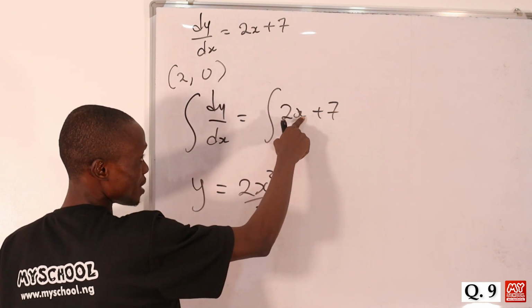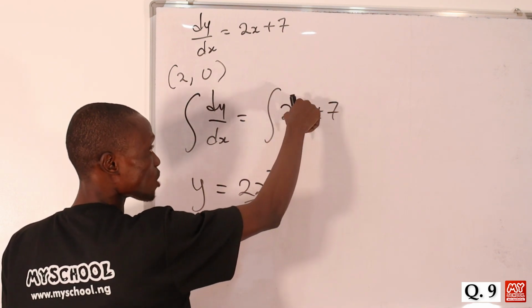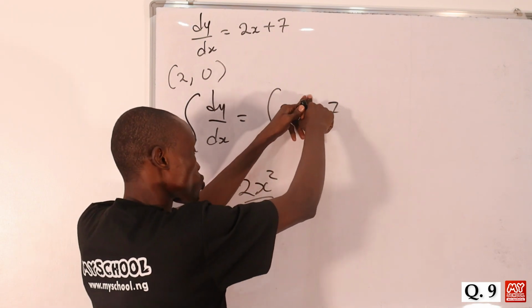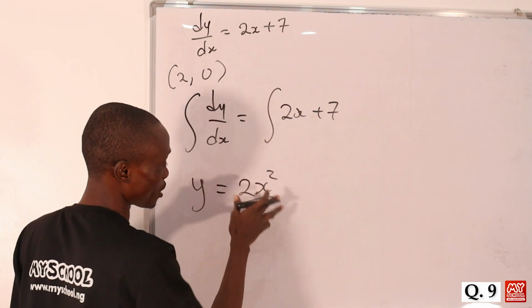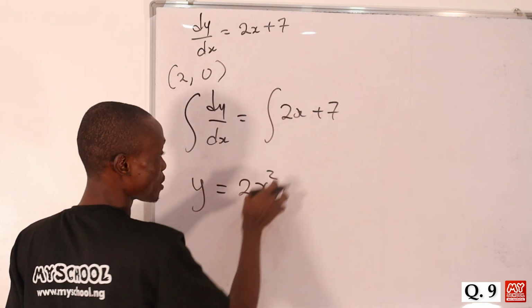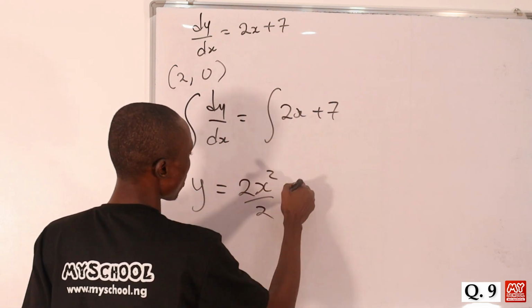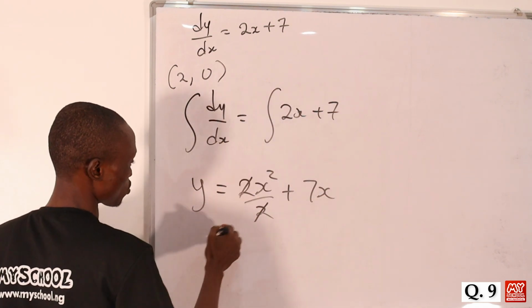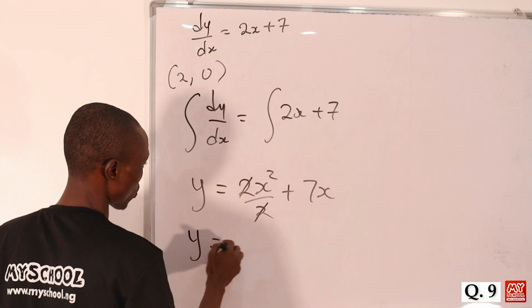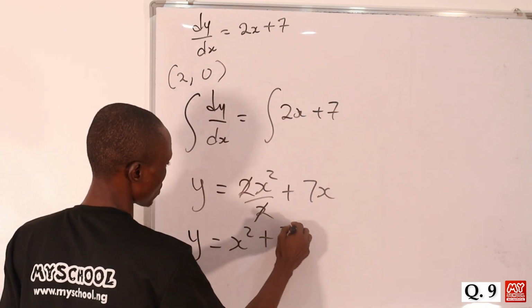Now remember, the power of x here is 1, so we add 1 to it, that will be 2. So that 2, we also use it to divide the whole algebraic expression, the whole algebraic term, which is 2x. Then here we're having plus 7x, okay? So 2 cancels out 2, so that at the end of the day we have y equals x squared plus 7x.